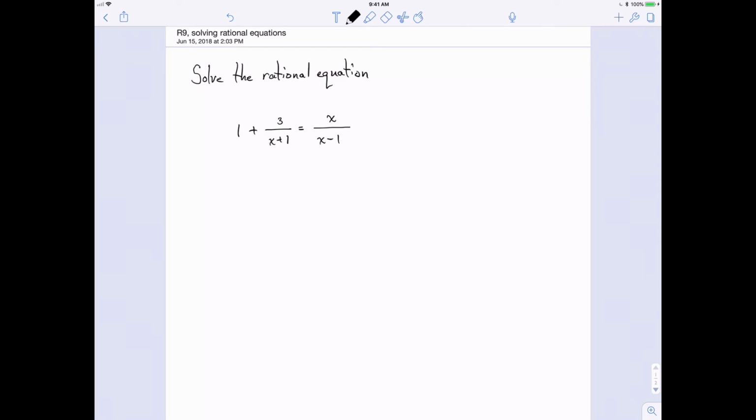Hi, in this video we're going to solve the rational equation 1 plus 3 over x plus 1 equals x over x minus 1. Now this is different than what we've been doing, and the reason is now we're dealing with what's called an equation. Before we were just working with expressions. So if we look at this, this is a rational expression, this is a rational expression, and 1 is a rational expression. So each one are rational expressions.